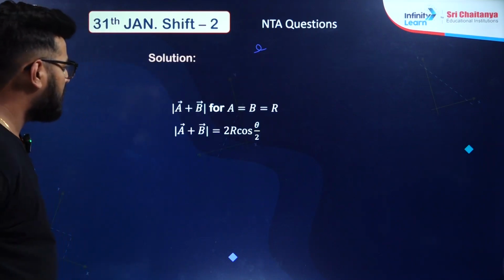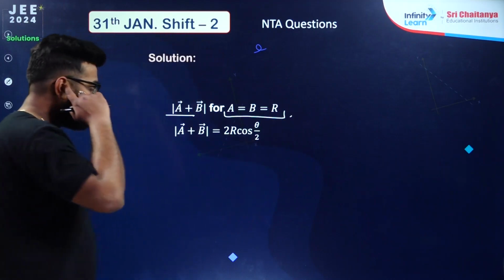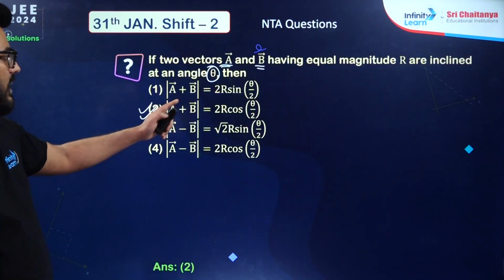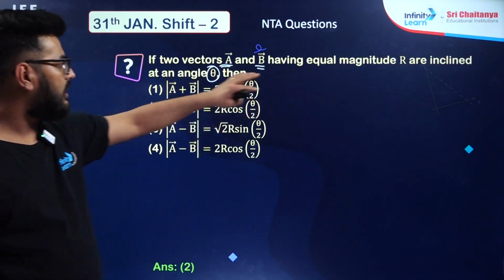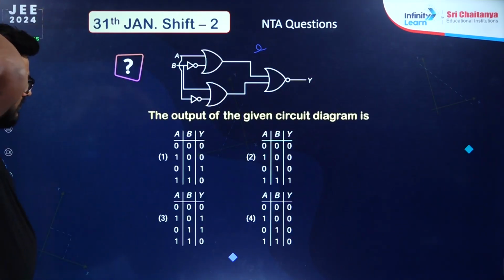Okay, so you can very easily find out if A plus B, for A is equal to B is equal to r, is this the answer? Okay, and this is the data which they have given also. If two vectors having equal magnitude r are inclined at an angle. Okay, then talking about this.